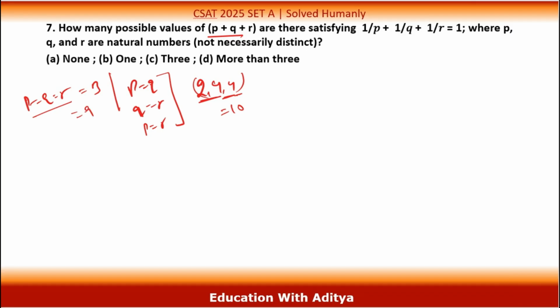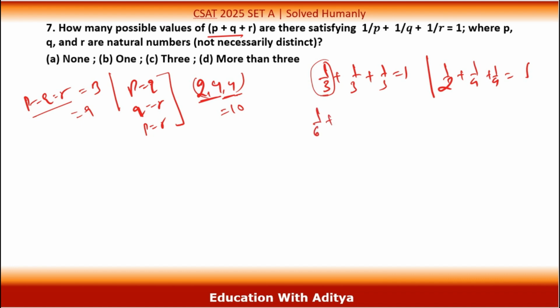How do we find the next solution? For that, we have to observe the equations. 1 by 3 plus 1 by 3 plus 1 by 3 equals 1. And I will also write 1 by 2 plus 1 by 4 plus 1 by 4 equals 1. So what will happen if I split one of these 1 by 3? I can write 1 by 3 equals 1 by 6 plus 1 by 6, because 1 by 6 plus 1 by 6 equals 1 by 3. Let's say I sum these two up. So what will that come to?